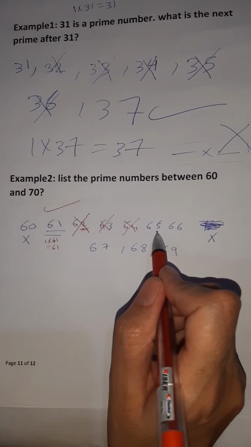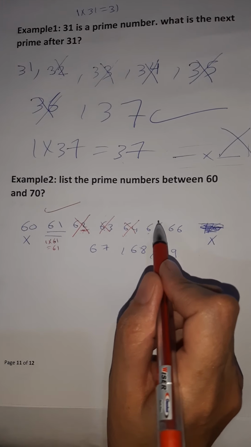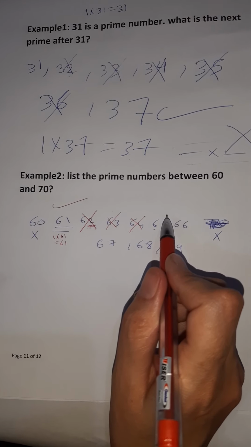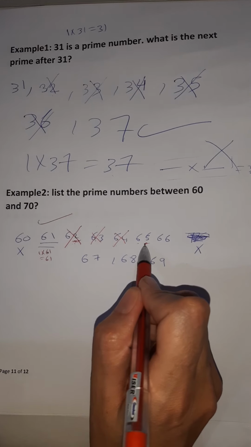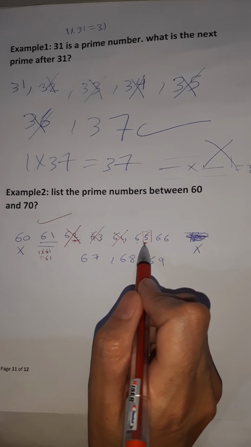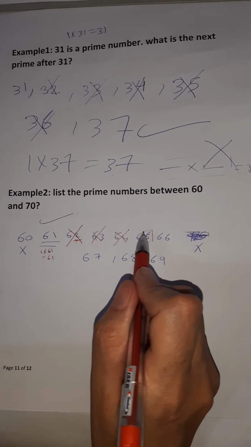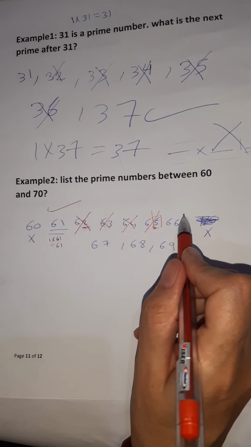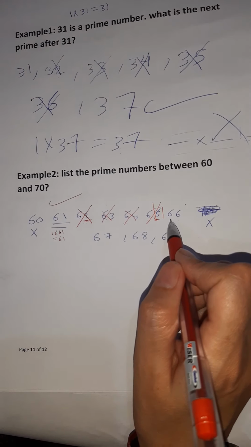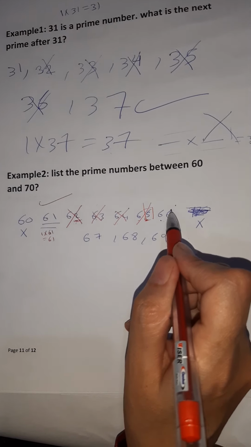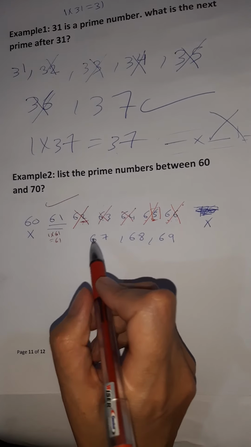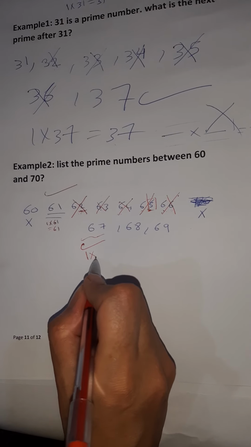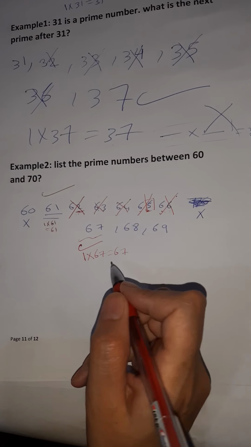65 has 5 as its ones digit, so it's divisible by 5, so it's not a prime. 66 is not a prime, since 33 times 2 is 66. 67, yes, it's a prime number, since we just have 1 times 67 equals 67.